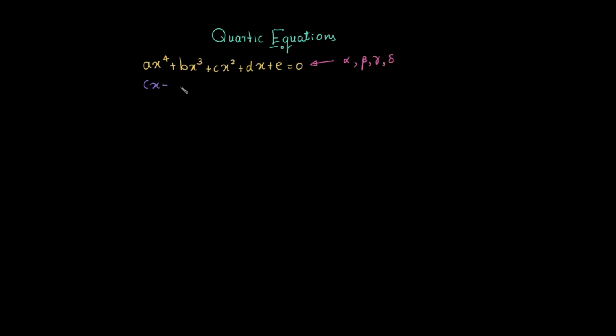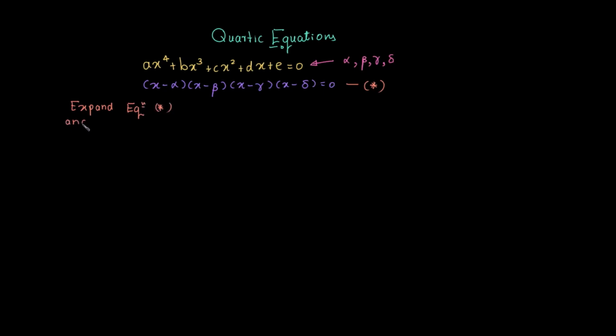Alright, let's express it as the product of its factors: x minus alpha into x minus beta into x minus gamma into x minus delta is equal to 0. And let's label this equation as equation star. And now let's expand the brackets in equation star, and then let's compare the coefficients of the two equations.